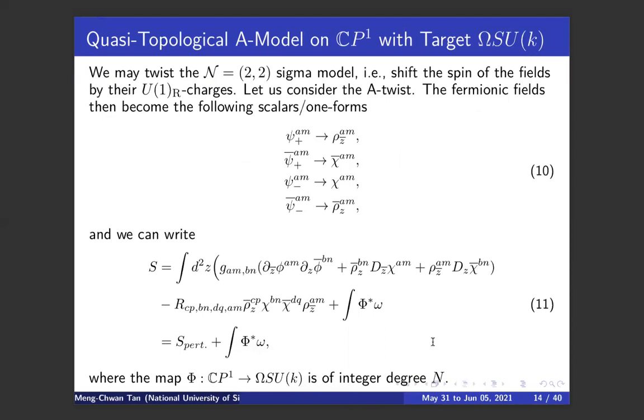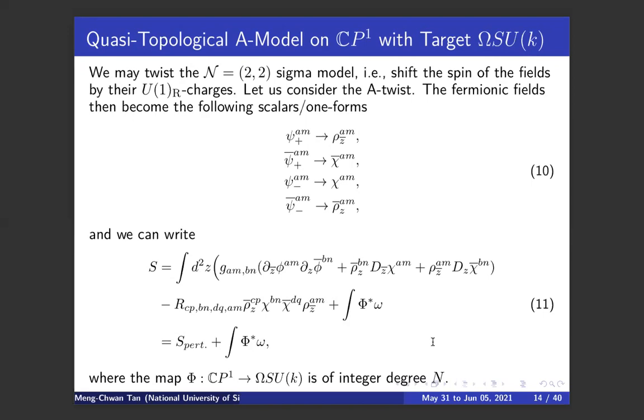And so now we want to twist the model. We want to do one of the two possible twists. In 2 dimensions, in 2-2 supersymmetry, you have 2 U1 currents, and you could twist using either one or the other. If you use one particular one, I think it's the vector one, and you shift the spin of the fields by the U1R charge, then you get an A model twist.